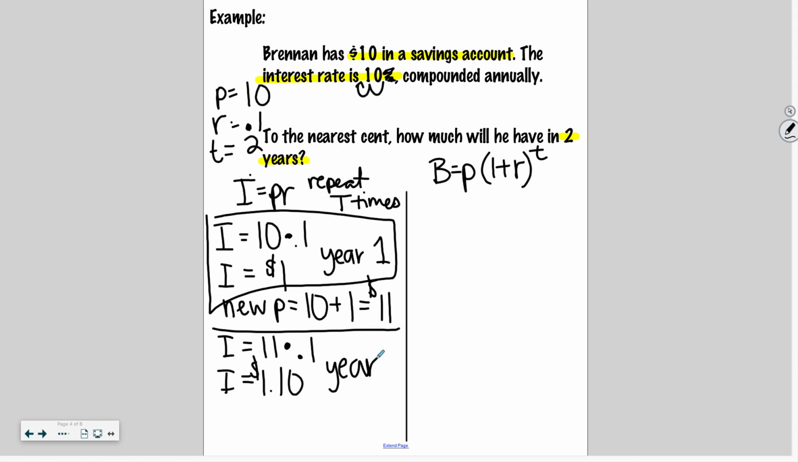Which means the amount in the bank, so the new balance, the new amount that he has, is our $11 plus the 110 to get us $12.10.